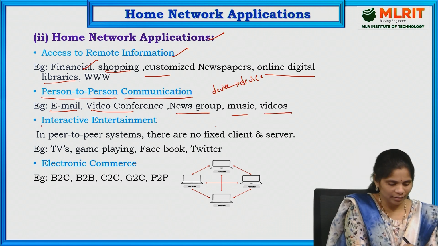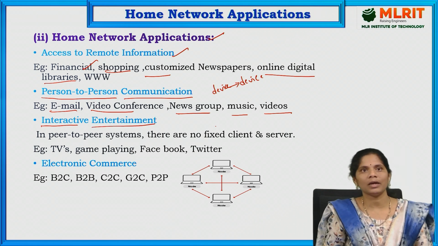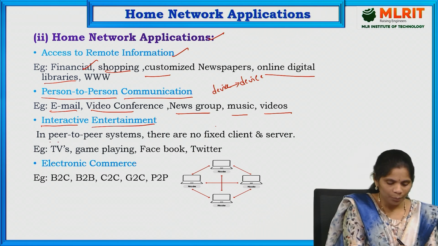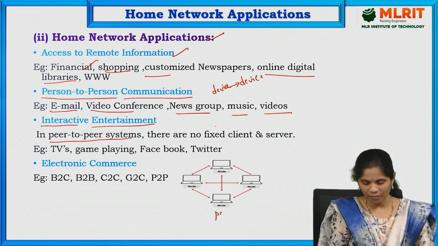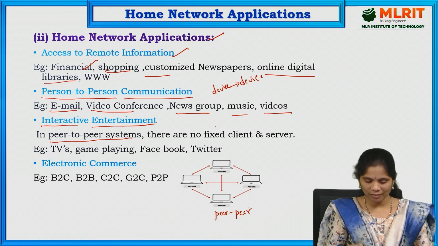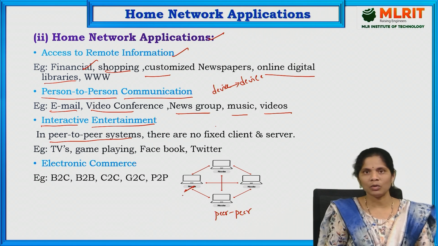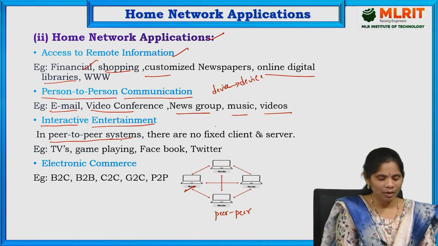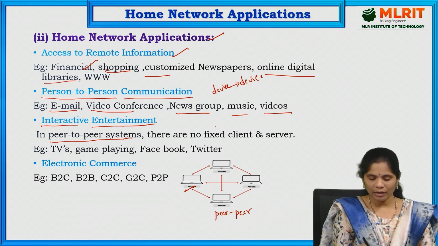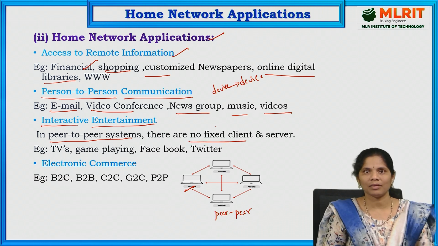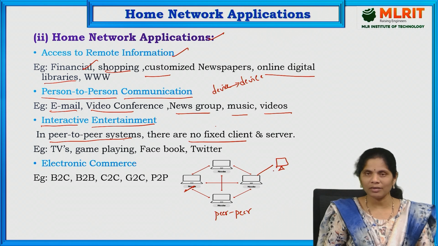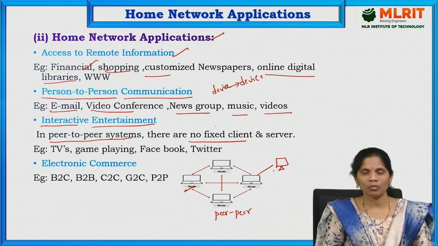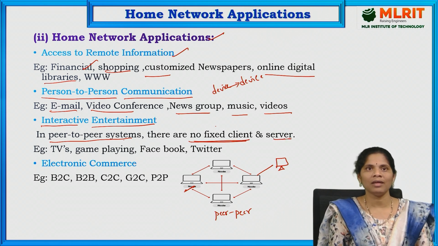And the next one is interactive entertainment. Interactive entertainment is mainly used in P2P systems. What is a P2P system? This is the picture for P2P systems. P2P system means every device is connected to all other nodes. So here there is no fixed client and server. If I want to add extra, you can add extra, and it is connected to all other nodes.